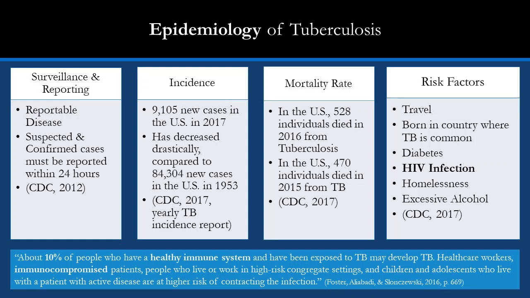Only about 10% of people who have a healthy immune system and have been exposed to TB will actually develop TB. This risk increases for those who are immunocompromised, meaning that tuberculosis is an opportunistic pathogen. There is also a multi-drug resistant form of tuberculosis emerging that infects not only those with immunocompromised conditions, but is also significantly infectious to healthy individuals too.